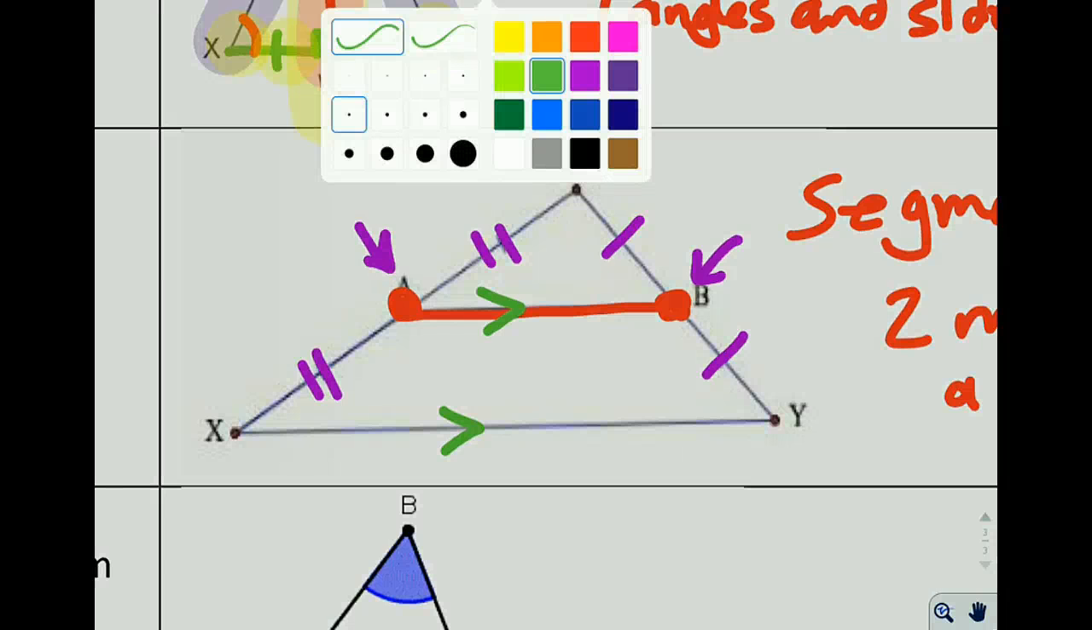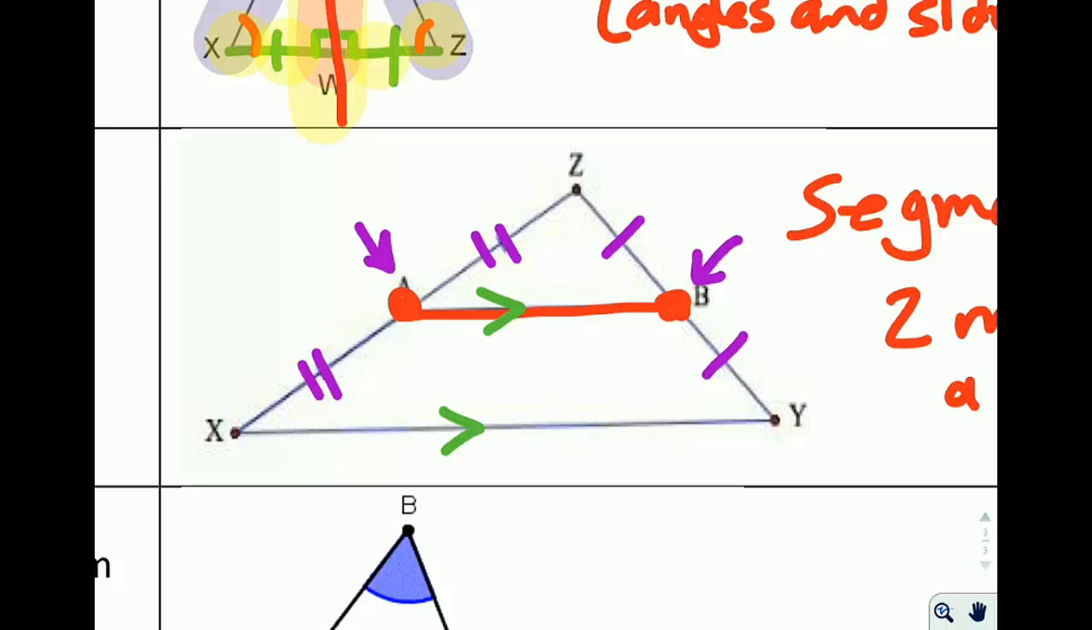Now, thinking of our parallel rules above, I don't want you to write this right now, but this is just something you can think about. You also get some angles that are the same. So if you think of corresponding angles here, those angles are going to be the same, or these angles here are going to be the same. So you'll get some angles that match up nicely, which can help you on some problems as well.